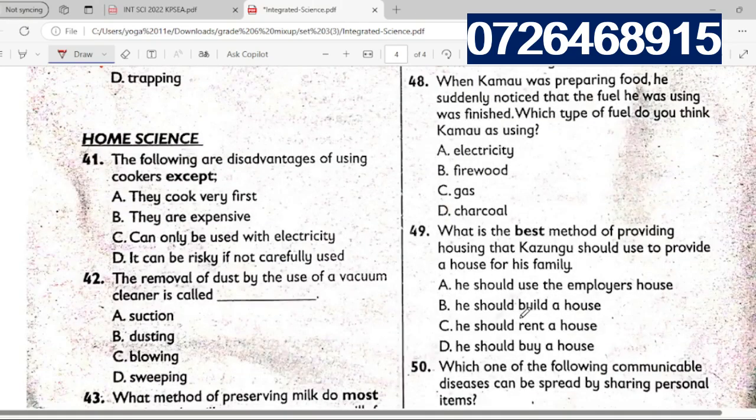When Kamau was preparing food, he noticed that the fuel he was using was finished. Which type of fuel do you think Kamau was using? Gas. That must be gas.